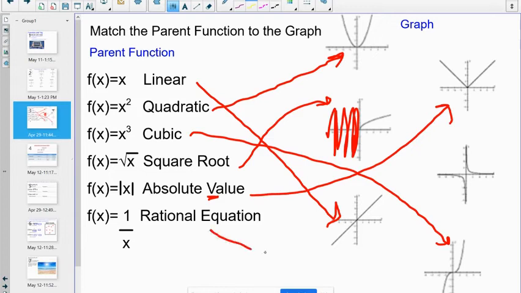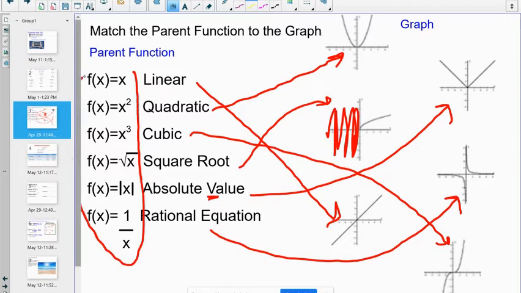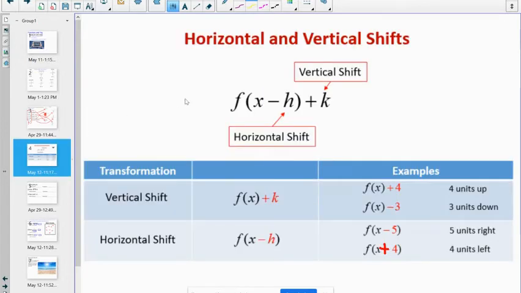And then last but not least, our rational equation. Make sure you know all of these and what they look like. Less focusing on the names of them, it's more important to know what the graph looks like.